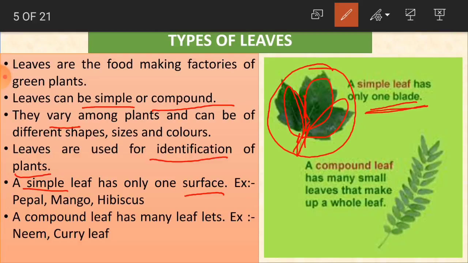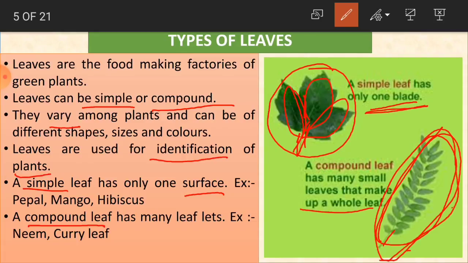A compound leaf has many leaflets, for example neem and curry leaf. Observe the picture here. For a single blade, it has so many leaves. This is a curry leaf actually. A compound leaf has many small leaves that make up a whole leaf. So this total part comes under one leaf only. Whereas this one has a single surface, here we have so many leaves for only one surface. Okay, children, clear? Yes, children.